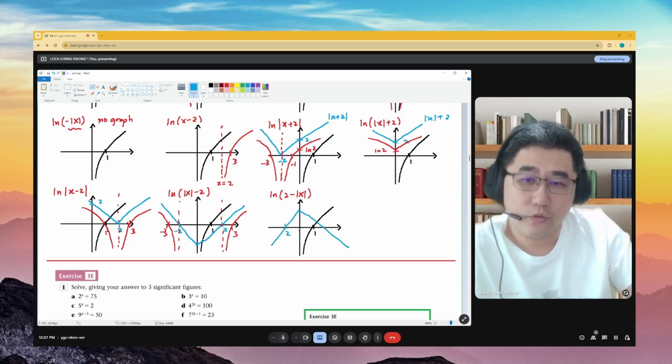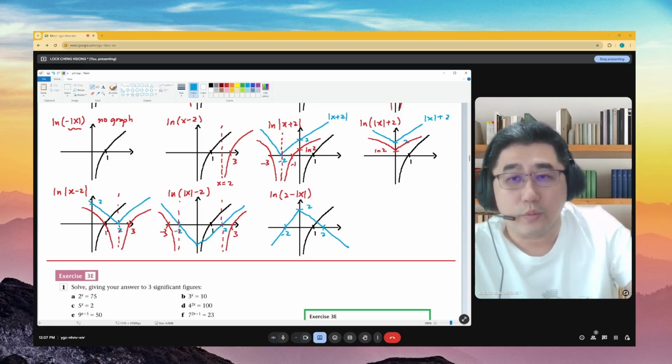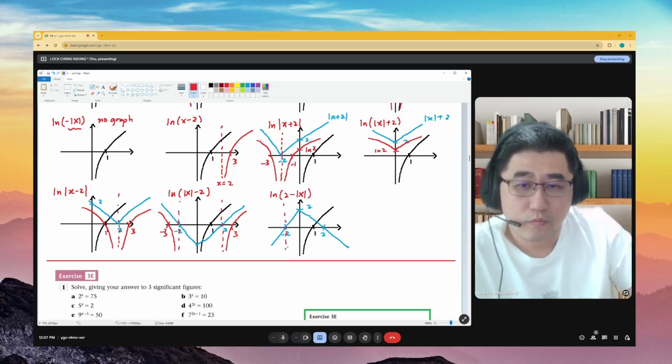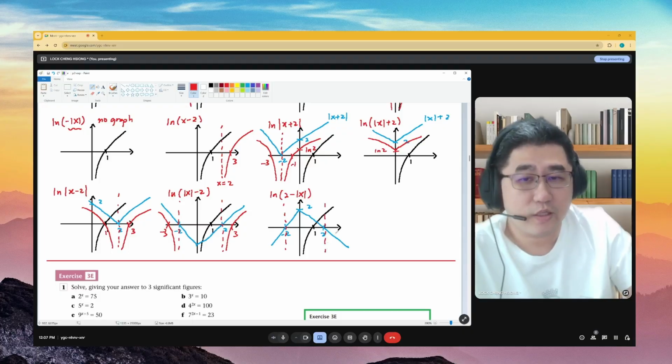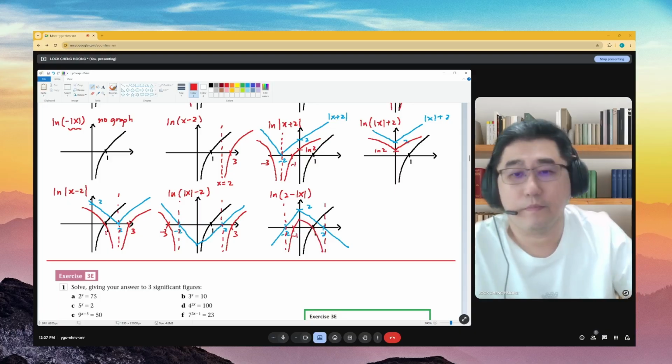Okay, this will be a 2, negative 2, this will be a 2. These 2 will be the asymptotes. By the way, this is a 2. These 2 will be the asymptotes. This time, this part being negative, therefore no graph over there, the shape actually goes like this. And this is minus 1.